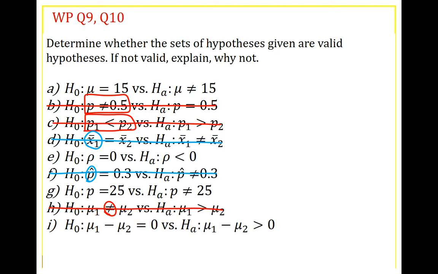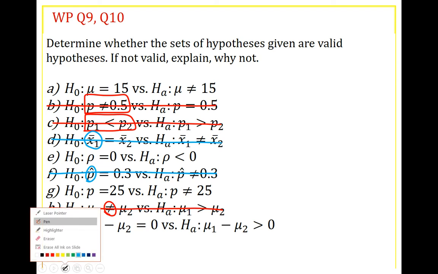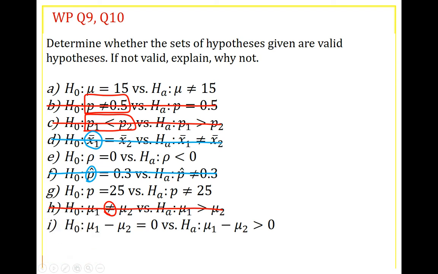Okay, now let's go back up through and see which ones are good and which ones are bad, now that we've eliminated the majority of them. Very top one, H sub O: I want you to have mu equal, good, versus H sub A, not equal. Perfectly valid. Go down to letter E. Rho is allowed. You're allowed to be equal to 0. Fine. And you're allowed to be less than 0. Fine. Valid.